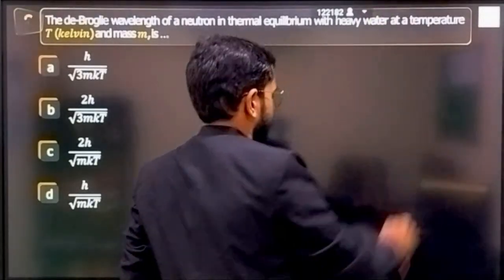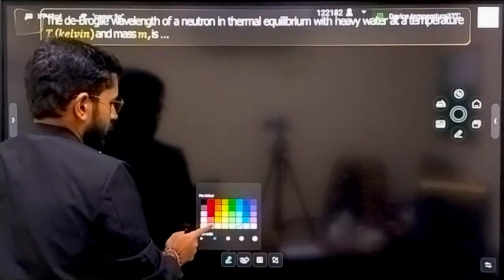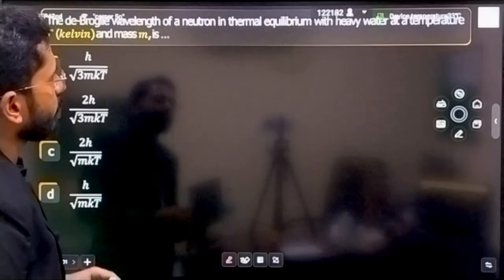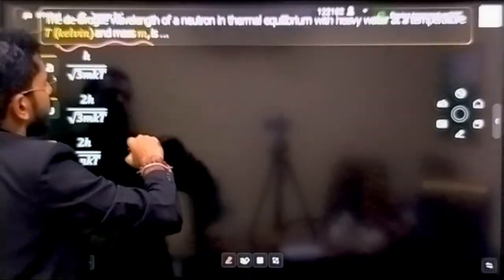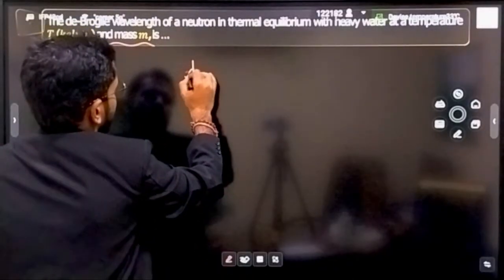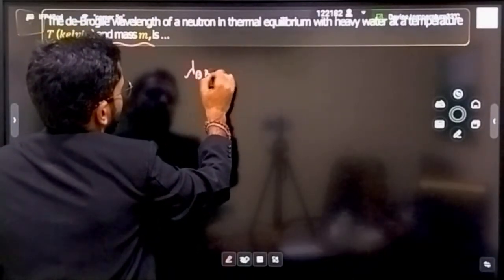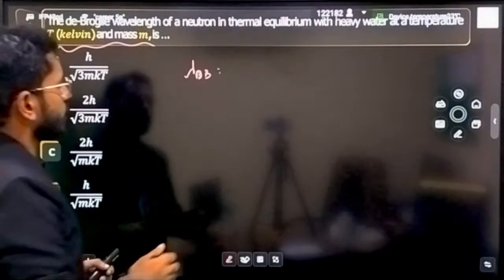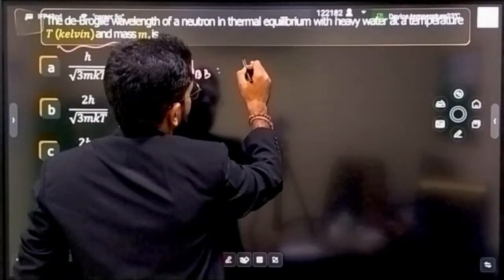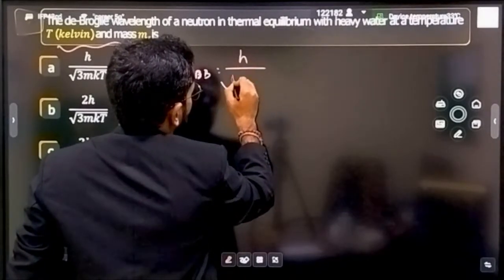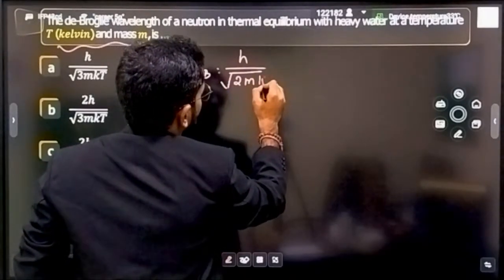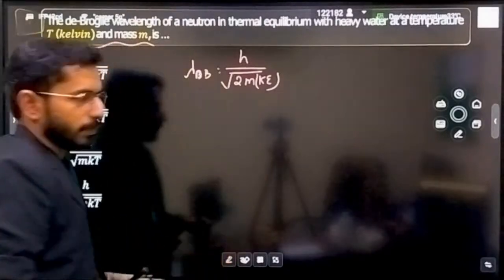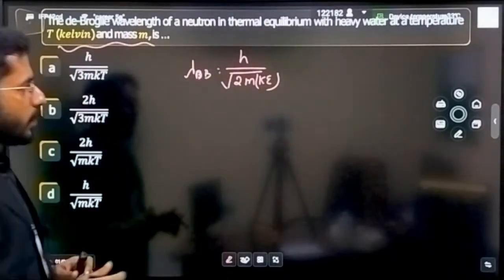Now the next one. The de Broglie wavelength of a neutron in thermal equilibrium with heavy water at a temperature T Kelvin, and the mass is m. What will be the de Broglie wavelength? We have to write the de Broglie wavelength at a temperature. So how will you write it? H divided by root under 2m into kinetic energy. This is also one form of de Broglie wavelength.